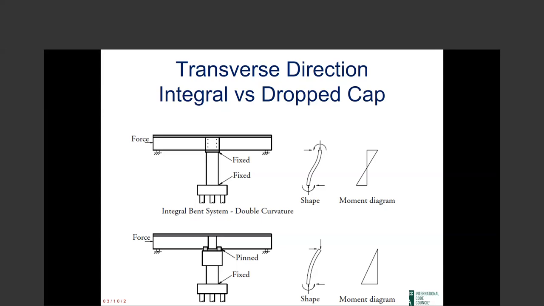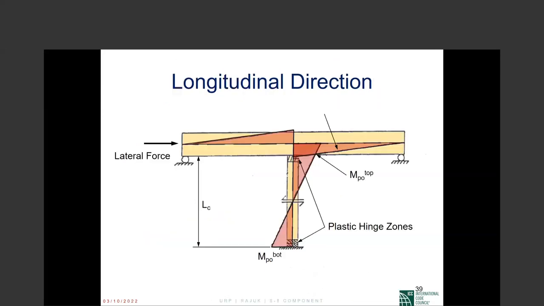of the column. So the integral cap or the dropped cap will have a very important implication on the stiffness of the bridge. Because if you have an integral cap, you will have a stiffer bridge. And if you have a dropped cap, you will have less stiffness and you will have a single curvature type. So both of them are fine. It depends on how you are detailing things.